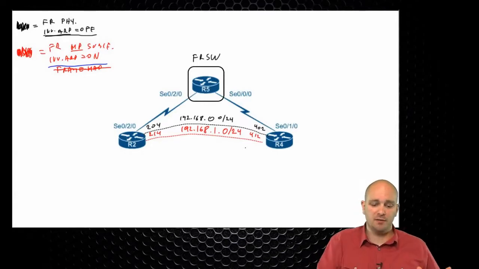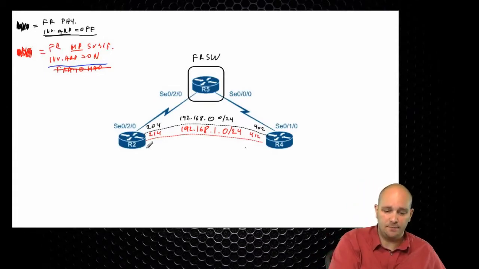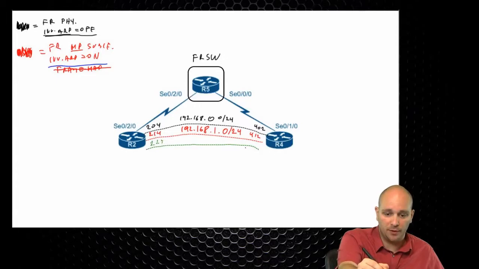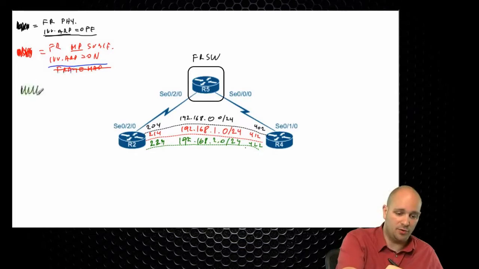So we have built the black DLCI between R2 and R4, and we have built the red DLCI. Let's add a green DLCI here. This green DLCI is going to be 2 to 4 on this side, and 4 to 2 on this side. The IP addressing scheme is going to be 192.168.2.0/24.